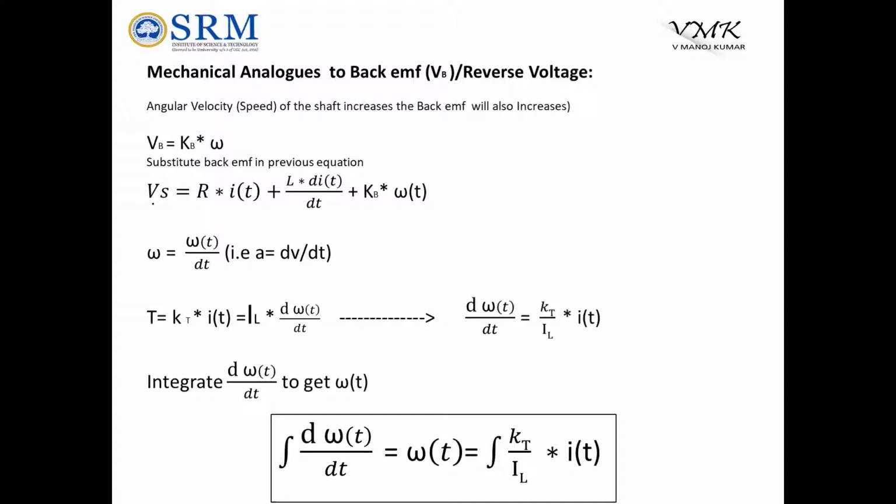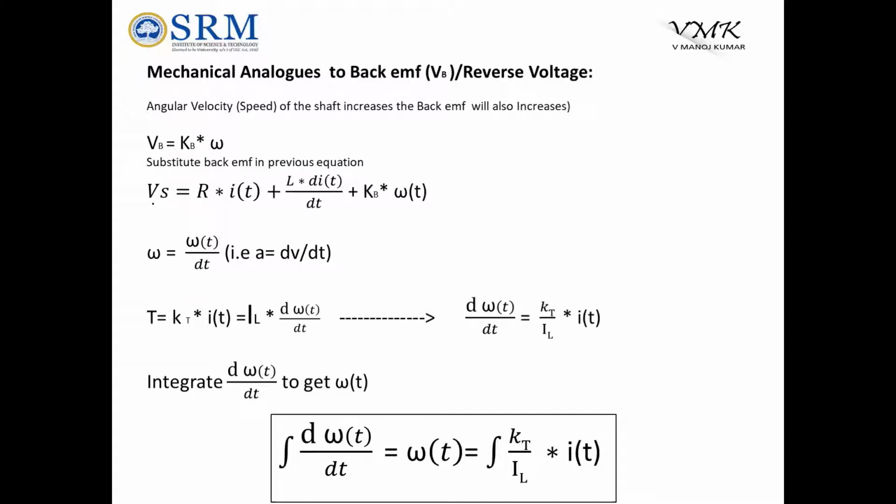Now we have gone through the electrical analogous. Now we'll have the mechanical analogous to the back EMF, the reversal. How is this back EMF produced? I already said that when your shaft is rotated, what automatically happens? It is going to cut my magnetic field, which is created by my two stator poles.